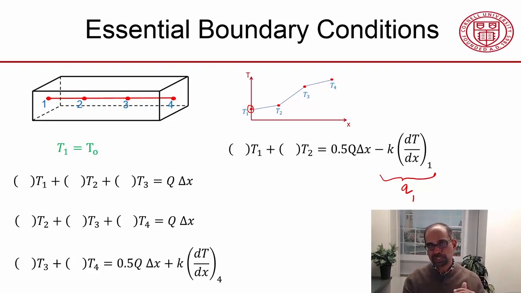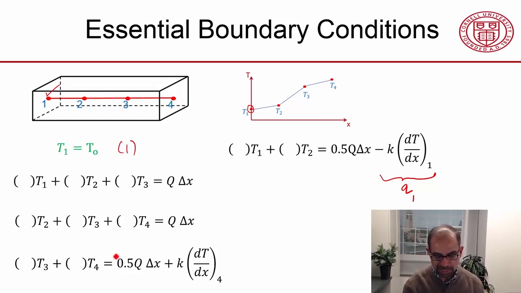So the solution proceeds in 3 stages. In the first stage, you look at all the nodes that have essential boundary conditions on them, and you just assign the corresponding temperature value. So here, the solver would look at this node and say, hey, there's an essential boundary condition on that node, and that value of temperature has to be T0, and so you know that value.